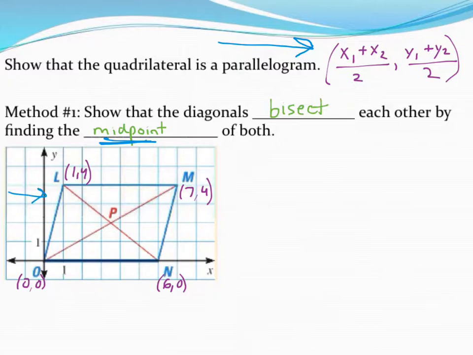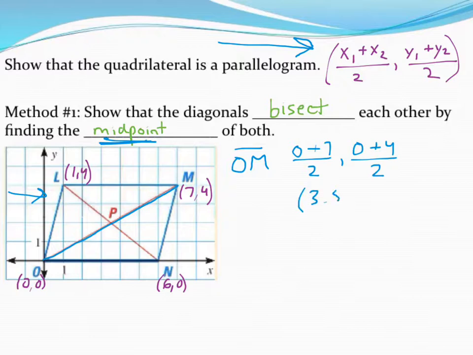So let's use the diagonal from O to M and find its midpoint first. I'm going to add up my two x values, which are 0 and 7, and divide by 2. And then I'll add up my y coordinates, which are 0 and 4, and divide by 2. Of course, 0 plus 7 is just 7, and 0 plus 4 is just 4. So once I simplify, I come up with 3.5, comma 2. So there's my first midpoint, and I can see from the graph that that's about where that midpoint's located.